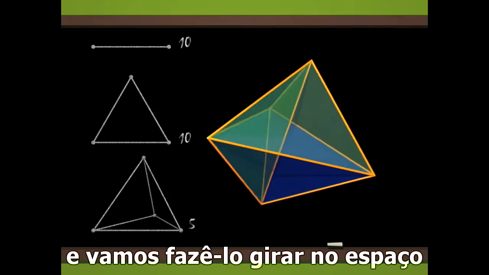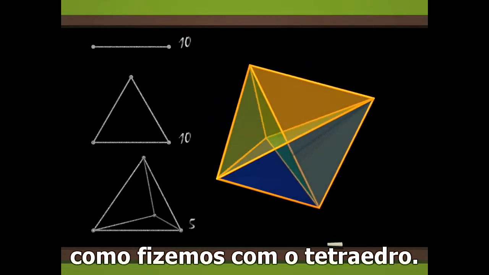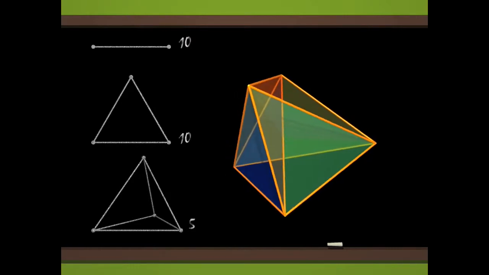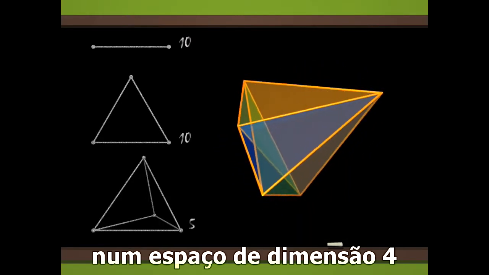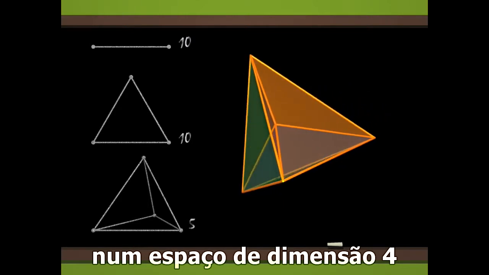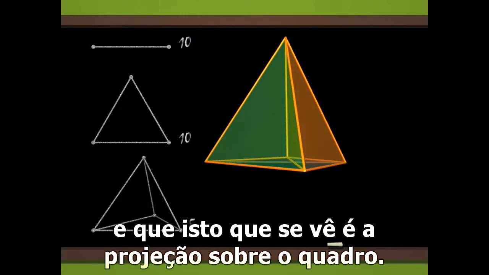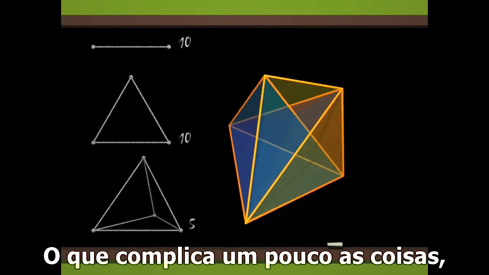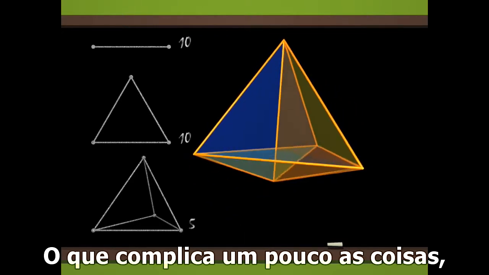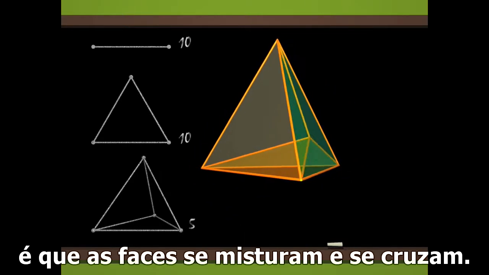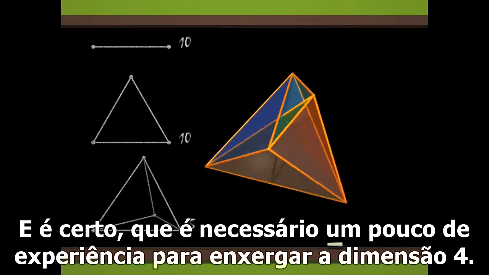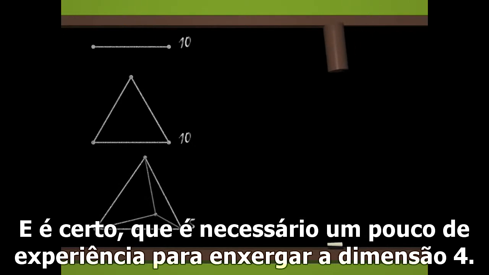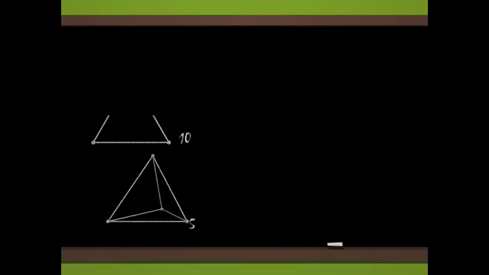Let's spin it around in space a little, as we did with the tetrahedron. Of course, you have to imagine the simplex spinning in a 4-dimensional space. What you see is only its projection on the blackboard. The complication is that faces get tangled and they can cross each other. Well, some experience is required to be able to see in dimension 4.